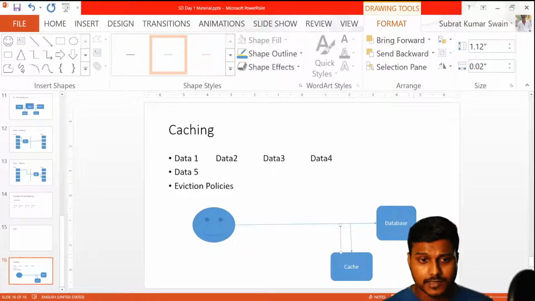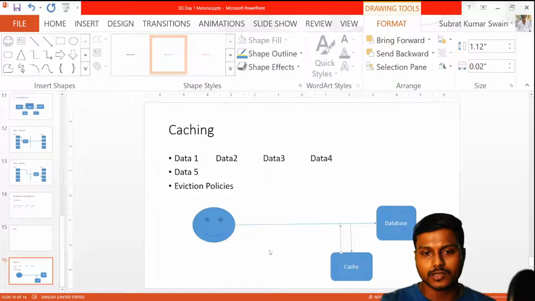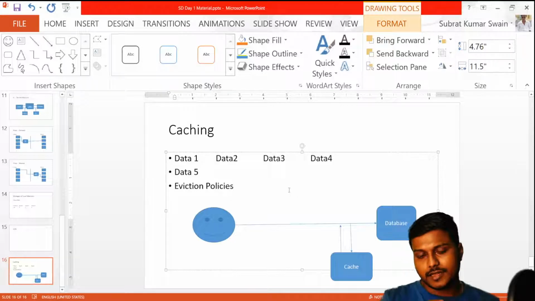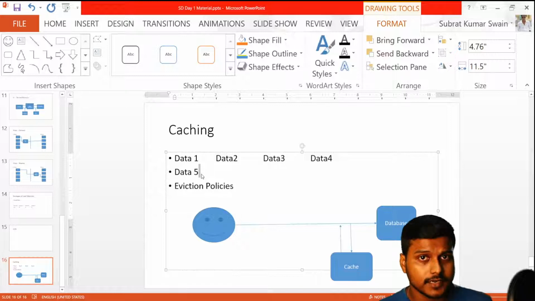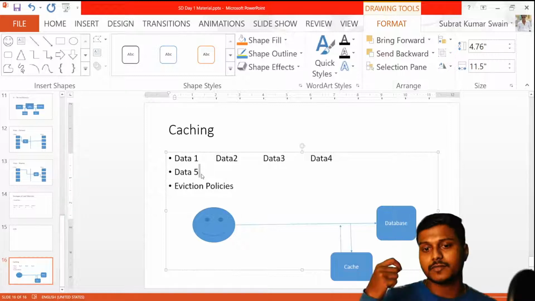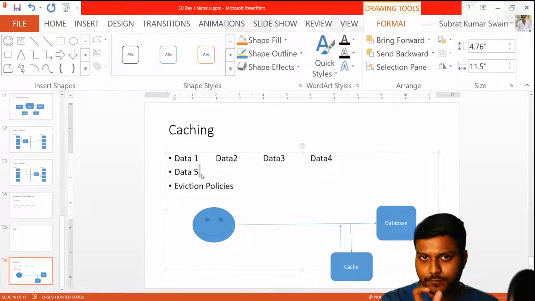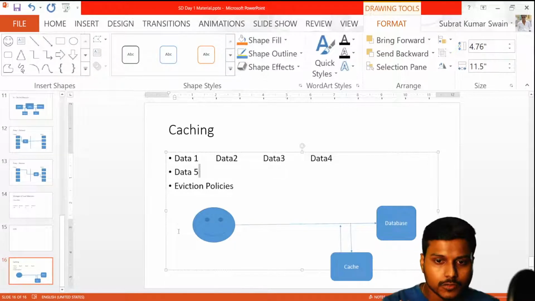Okay, so let's talk about this cache memory. We were talking about eviction policies, right? Right now we say the cache has only 4 slots. It is currently containing data 1, data 2, data 3 and data 4. But the next request is for data 5. Obviously the cache doesn't contain it, so the data will be fetched from the database. But a copy of this data file would also be stored in cache memory.